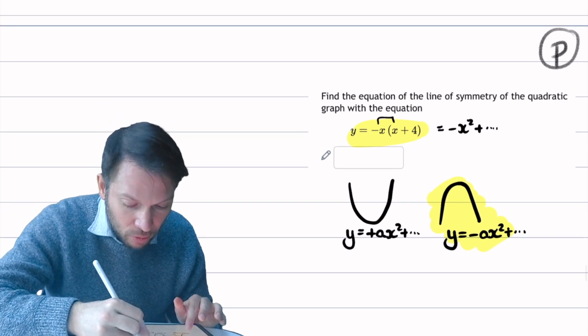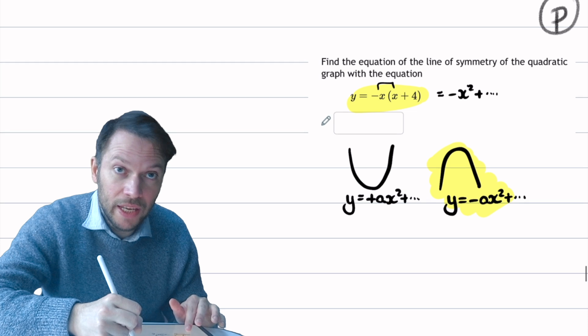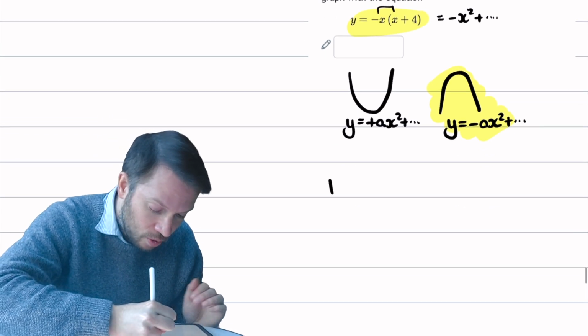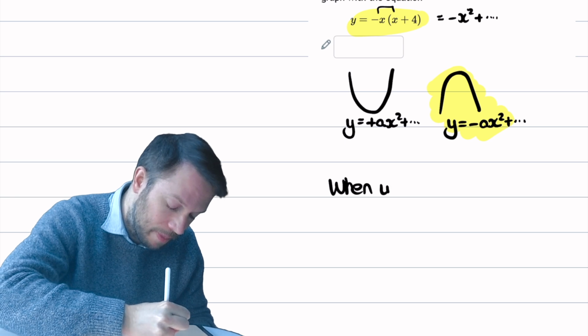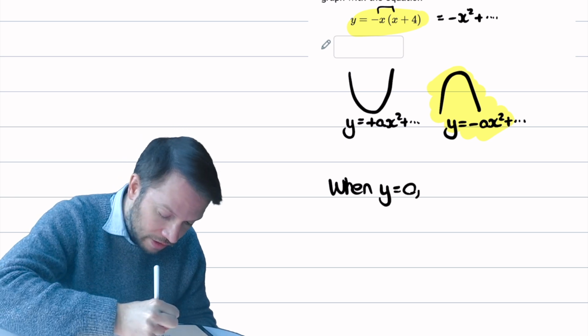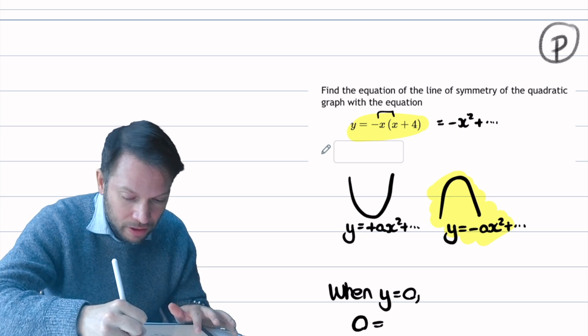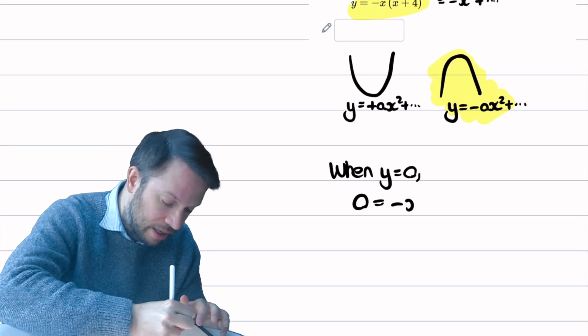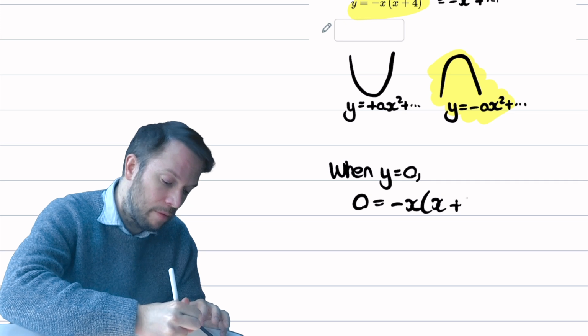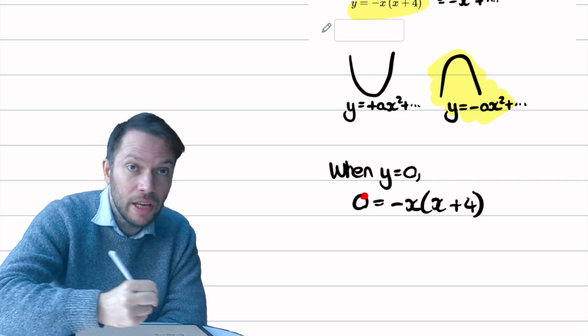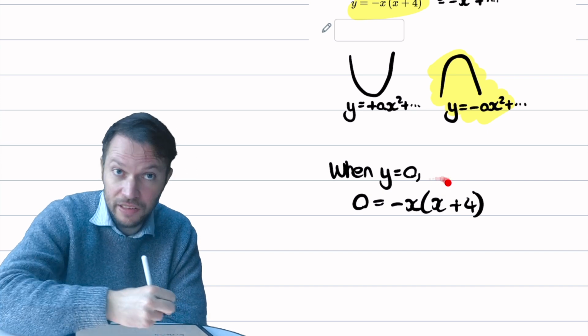And then remember, we can also see where the x-intercepts are by making y 0. We've seen that in previous videos. So when the y value is 0, if we substitute that into this equation, making y 0, it is equal to minus x brackets x plus 4. And remember, when you've got a product of two things equal to 0, then at least one of these things has to be 0.